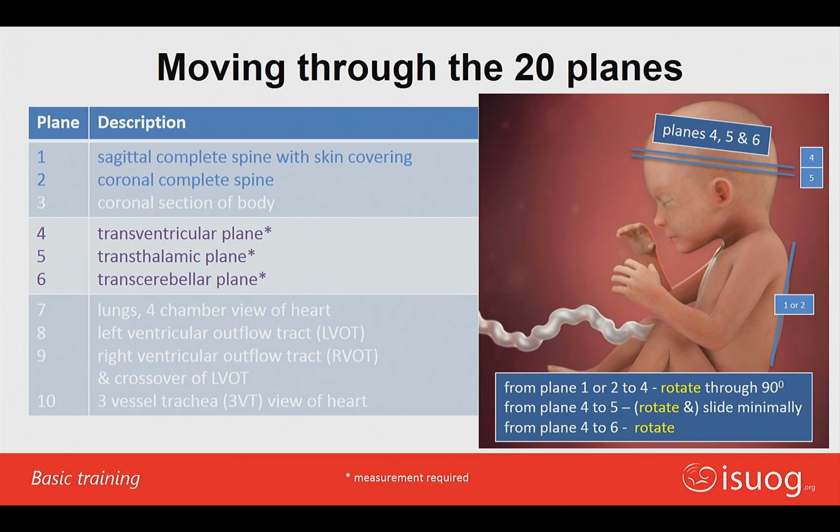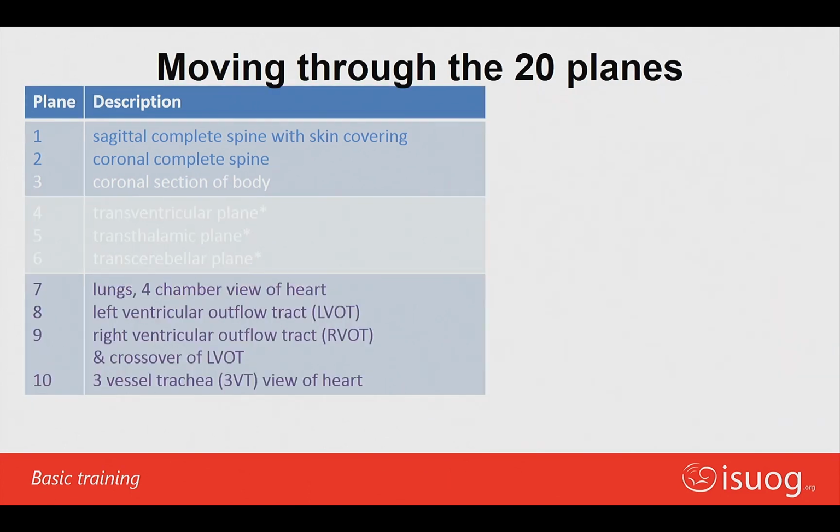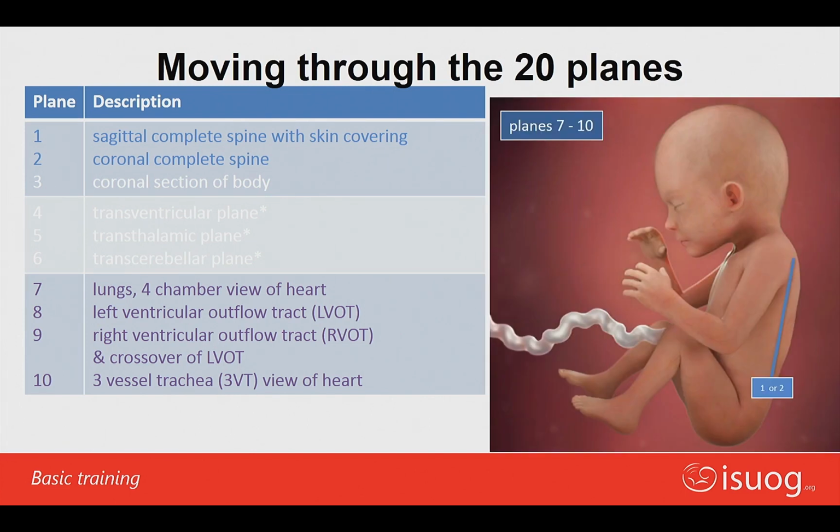Plane 4 to plane 6, which is the ventricular view to the cerebellar view, the front of the head stays the same, and for the back of the head, you rotate the probe to image the cerebellum, so that's a rotational movement. And these are the things that you need to learn and get into your head as you move through the 20 planes. So to go from looking at planes 7, 8, 9 and 10, which are the chest planes, we're going to start off again with our sagittal section of the fetus.